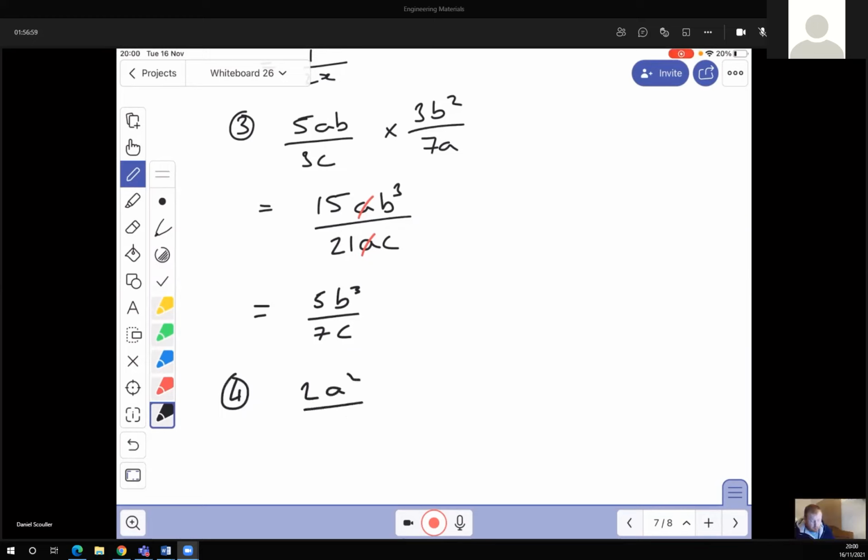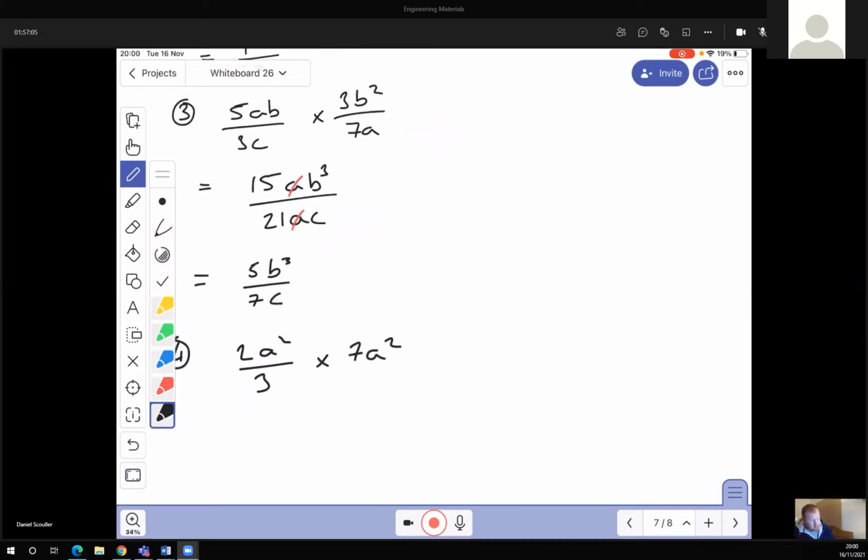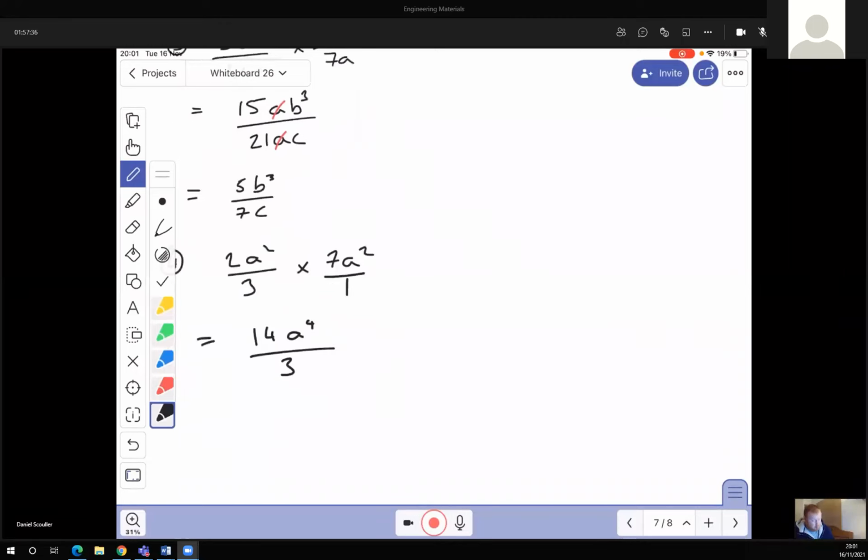A squared. Remember, if you've got something like that, remember that second term. If it's just standing alone, then what they're not showing you is it's actually just over 1. And then you're just multiplying it through as you would. So that simply becomes 14, 4 over 3. 3 times 1 is just 3. We can't simplify that any further.